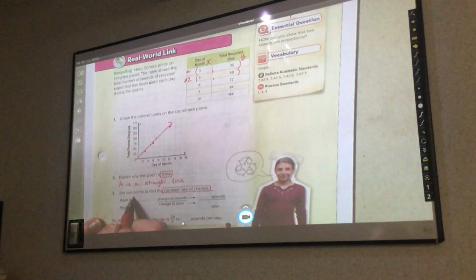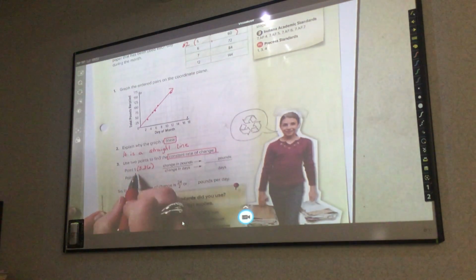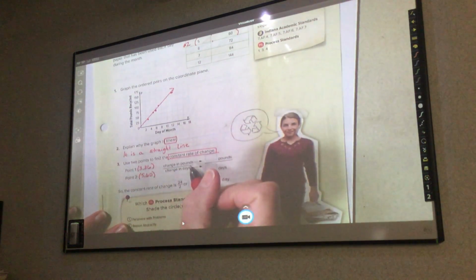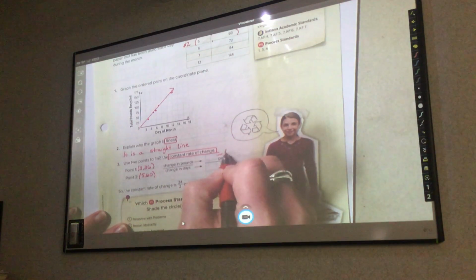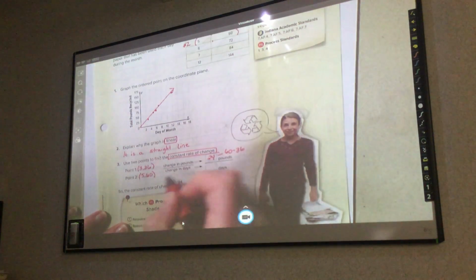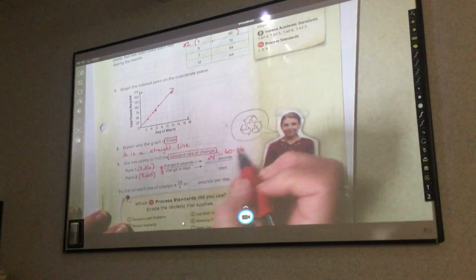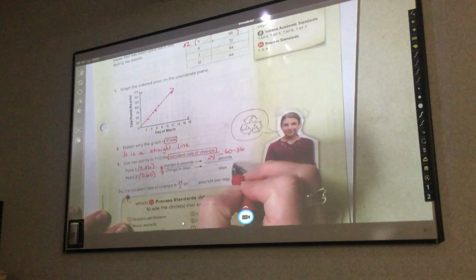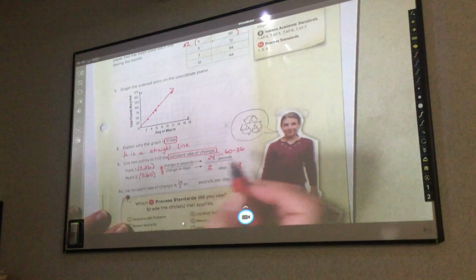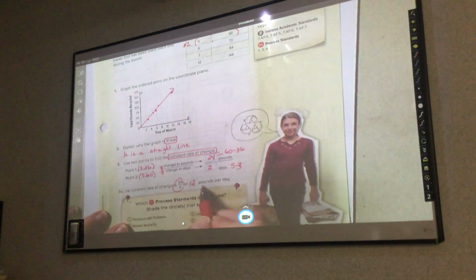So point 1, our coordinates were 3 and 36. Point 2, our coordinates were 5 and 60. If we want the change in pounds, that would be 60 minus 36, which is 24. The change in days, so this is y over x, would be 5 minus 3, which is 2. Then 24 divided by 2 is 12 pounds per day.